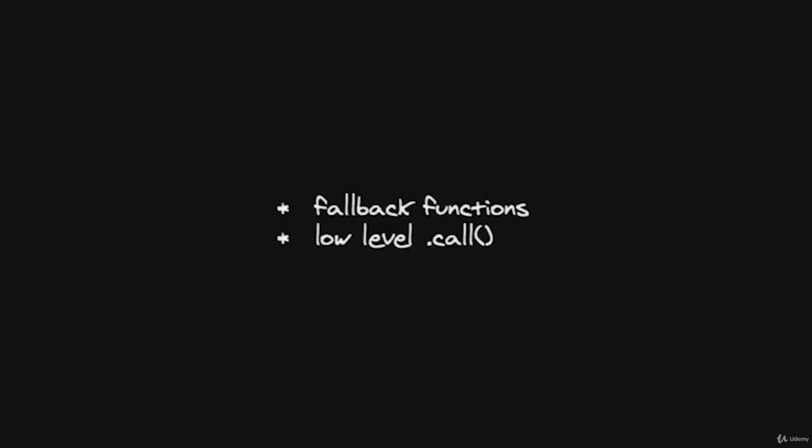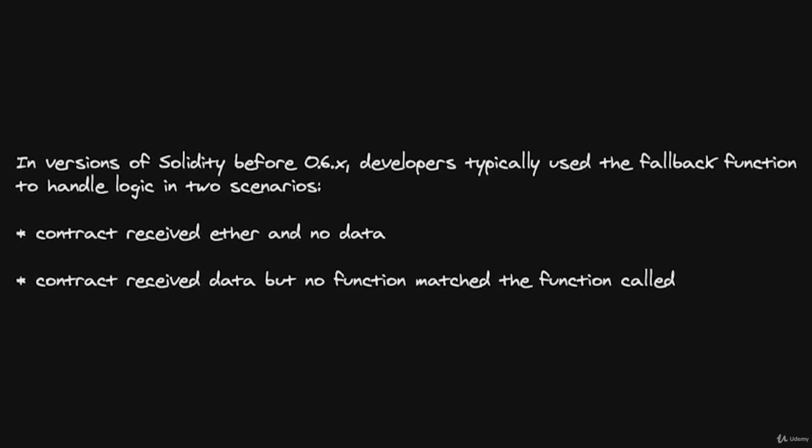In this chapter, we're going to talk about fallback functions and the low-level .call functions. So let's start with the fallback functions. What exactly are the fallback functions? In Solidity, we have something called a fallback function, which is exactly what the name says, a fallback. When someone tries to call a function that does not exist or could not be found, this function would be called, and it is essentially a catch function or the backup function.